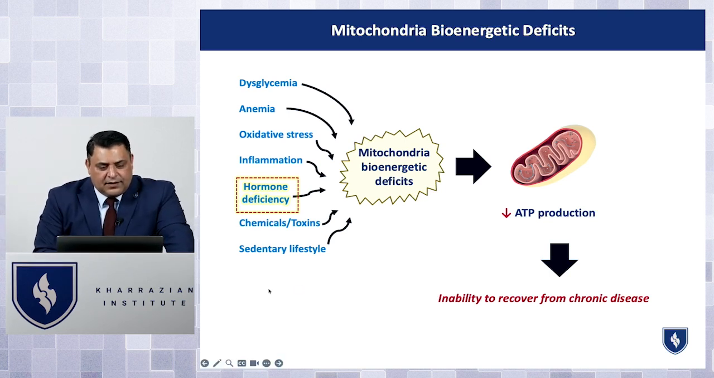People have dysglycemia where they just don't have the proper stable blood sugar levels to their cells. They're going to have inefficient ATP production, recovery issues. People with lots of inflammation, oxidative stress, all the same thing. But hormone deficiency is also one of the things on this list.